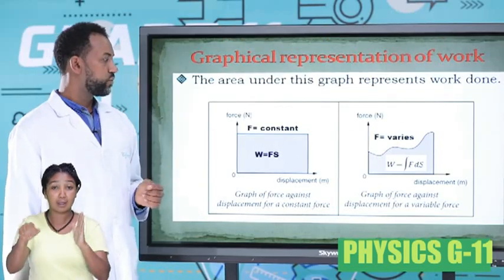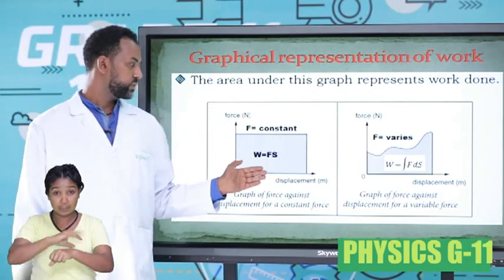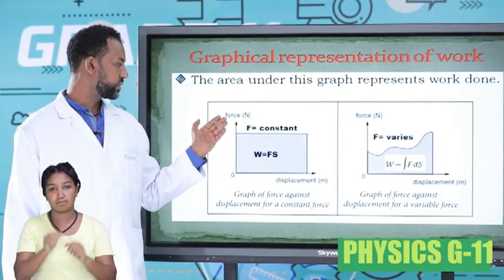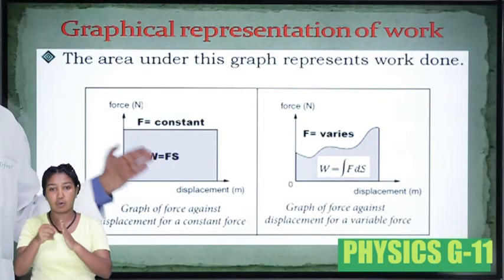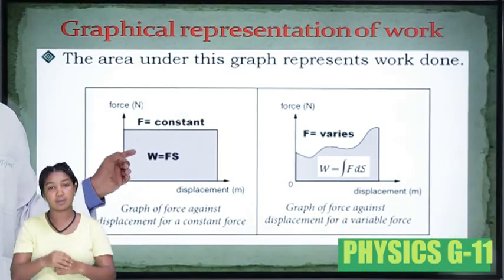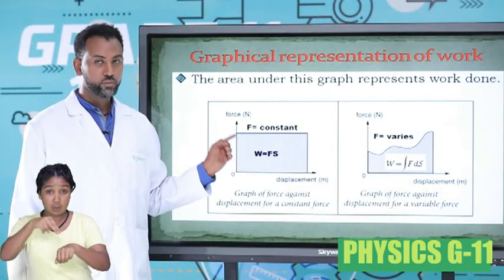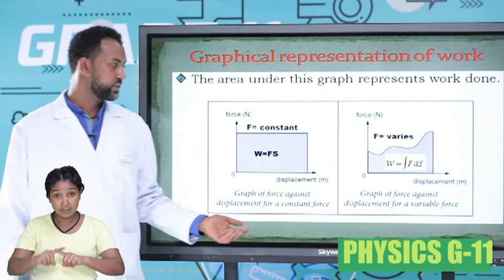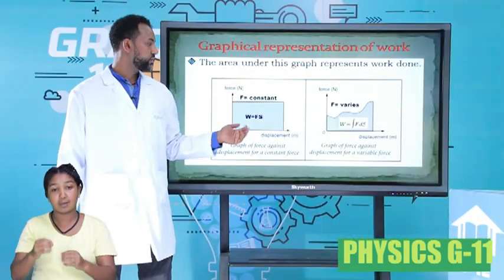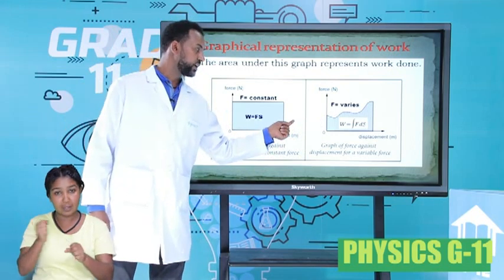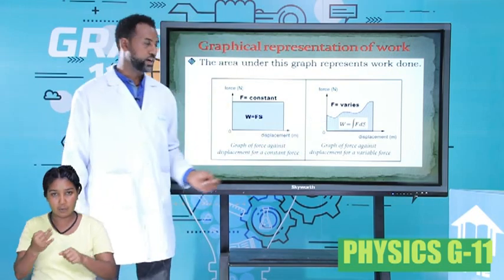Graphical representation of work for a constant force is a rectangular shape, where the product of force and displacement is the area. So the area gives us the work done by a constant force. Whereas here we might have a different variable force, and in higher grades it's possible to use integral mathematics to find the work done, or the area of such graphs.